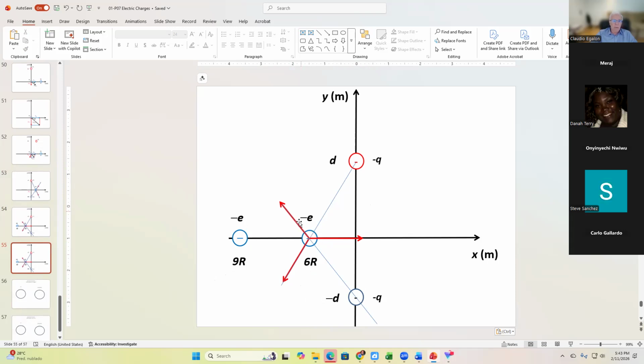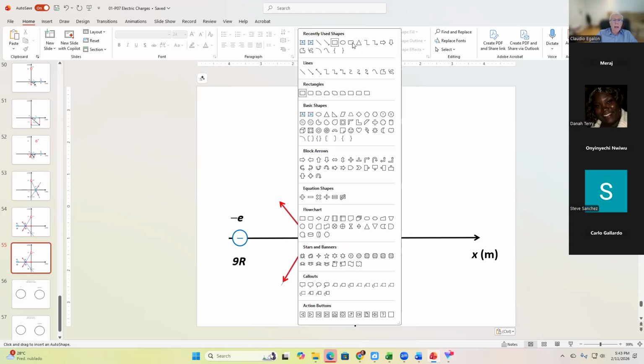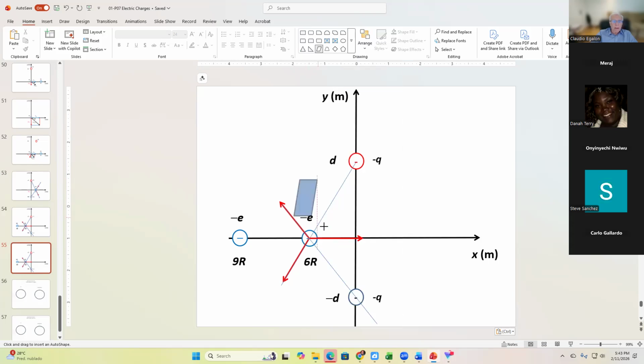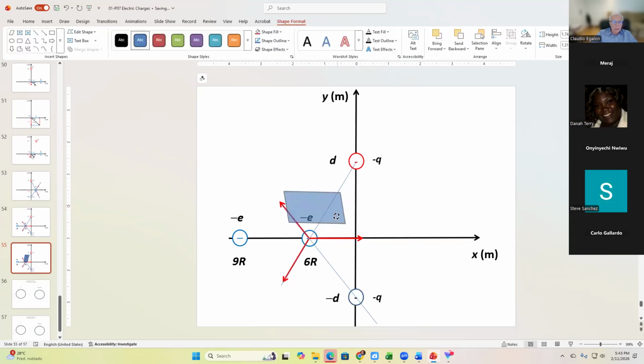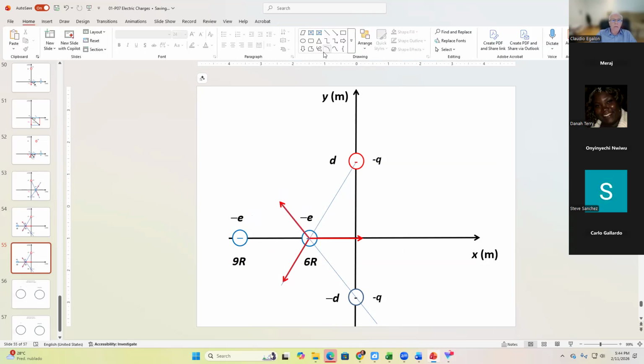The net force between those 2 forces is going to be something like, let me get a parallelogram here. Let's see if I can get that. Like that. No, I don't want that. I want something else. Here you go. That's what I want. Like that.